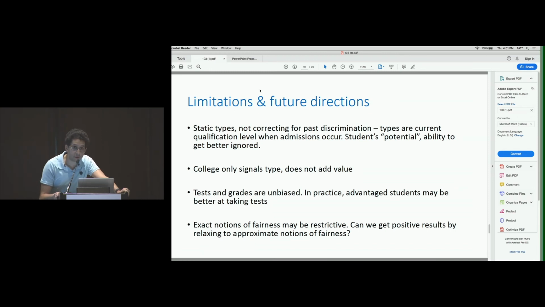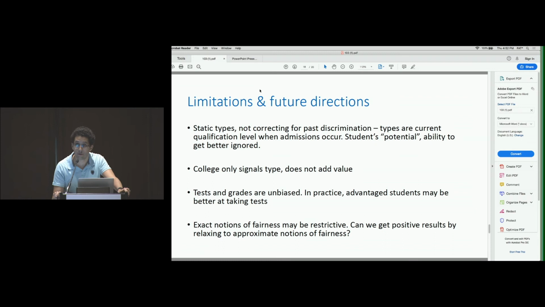Third important point is that we're assuming that our tests and grades aren't biased. And we know that in practice, advantaged populations may be better prepared to take such tests. We know that such tests can be biased towards certain populations. And so an important future direction would be to model this and have biased test scores and SAT scores where the bias depends on the population.